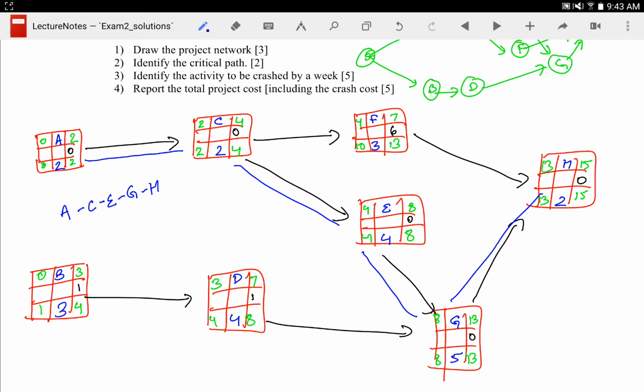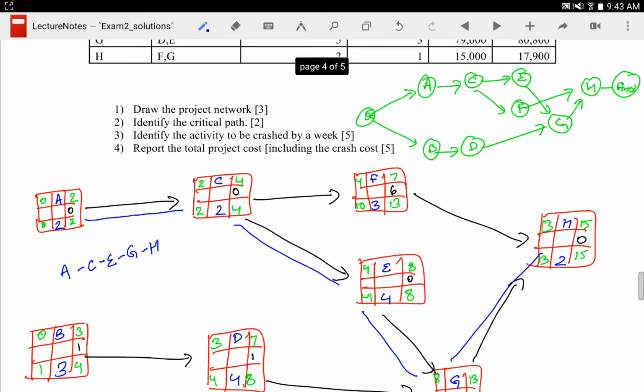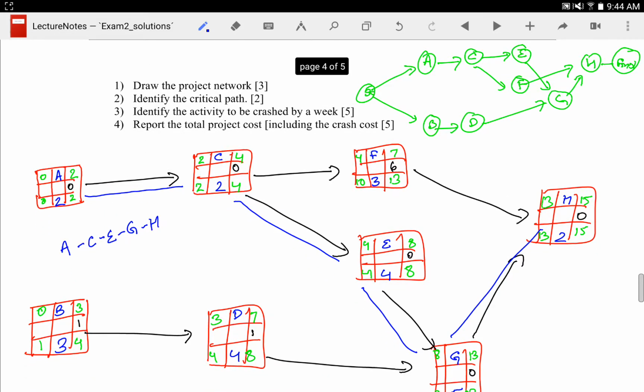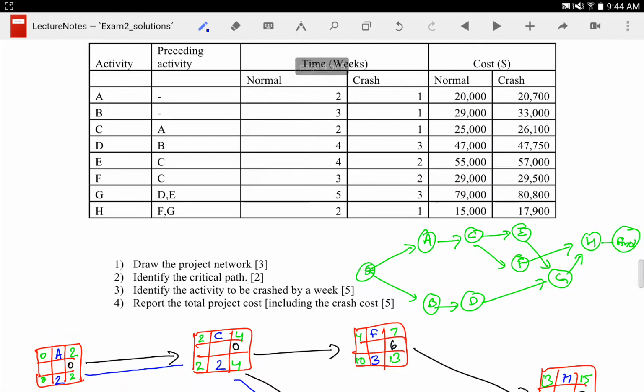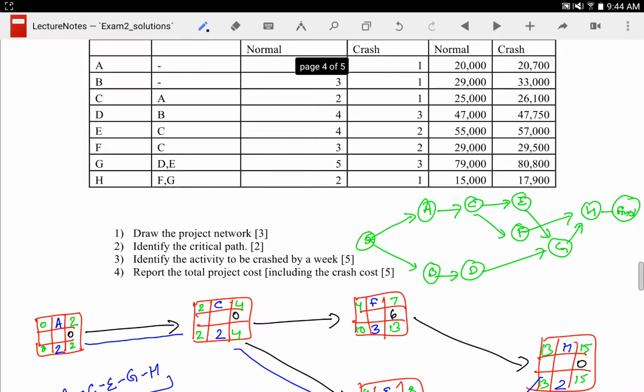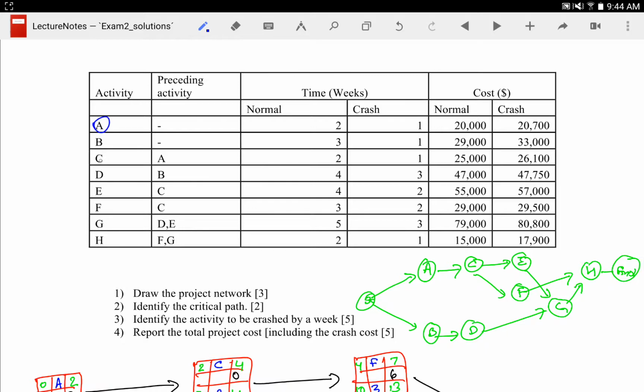So now, to identify the activity that needs to be crashed by a week, it has to be one of these 5, because we know crashing any other activity doesn't make any sense. But which one to crash? We have to find the lowest cost to crash. Again, we are really interested in A, C, E, G and H.